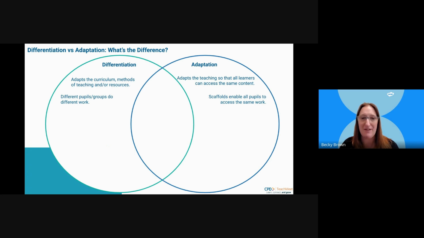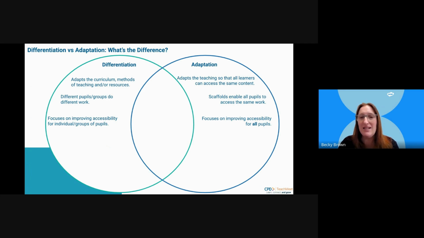It's through the use of scaffolding, and we're going to use that term a lot through today's session, to enable all the pupils to access the same work. So looking at the same thing, but putting scaffolding in place to make sure that everybody's able to access it. Not an easy task. Differentiation in a more traditional sense is focusing on improving accessibility for individuals and groups of pupils.